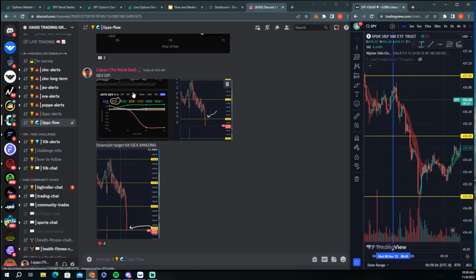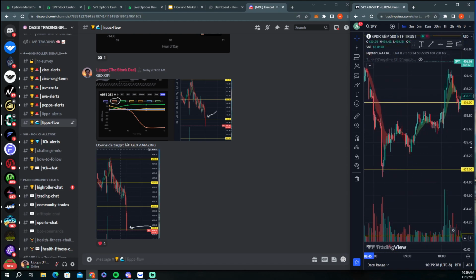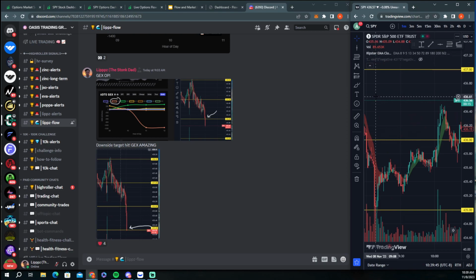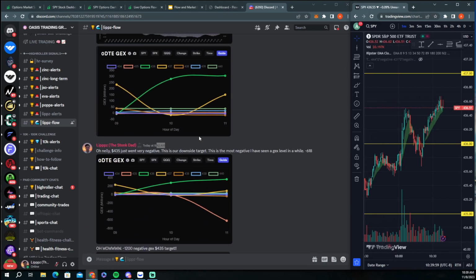So yeah, we missed that. I missed that short because I was in a meeting and preparing for this, but you can see what happened. Dealers had to push that price from 436.70 or so all the way down to 435. And that's exactly where we hit, 435. It's kind of crazy. It's like a cheat code almost, because you know where dealers are and what they have to do. Now, it doesn't work 100% of the time, but today it worked flawlessly.